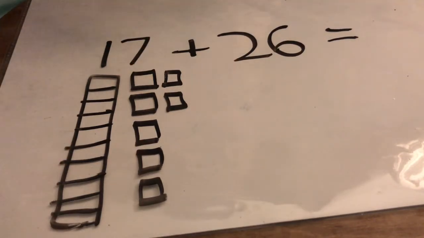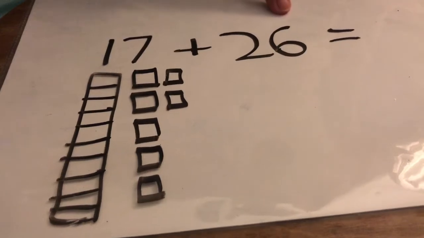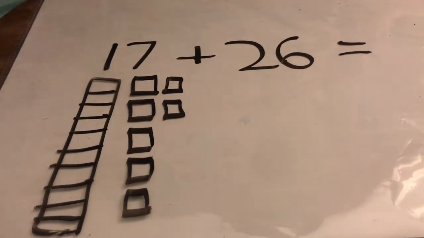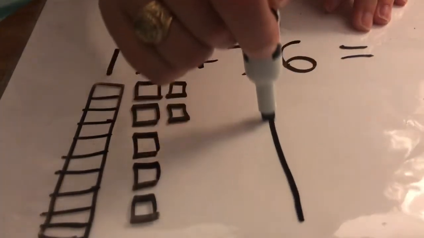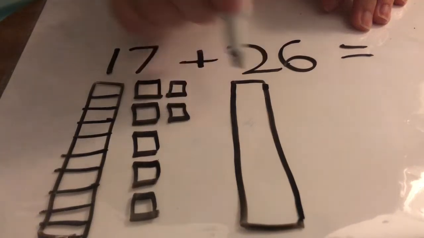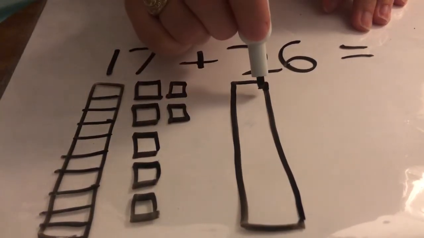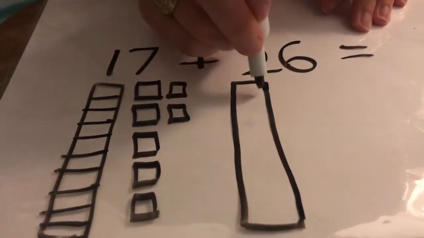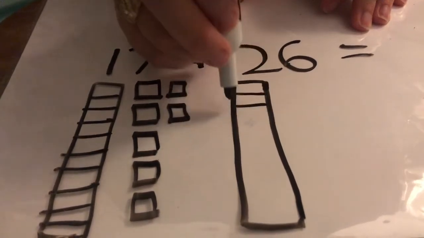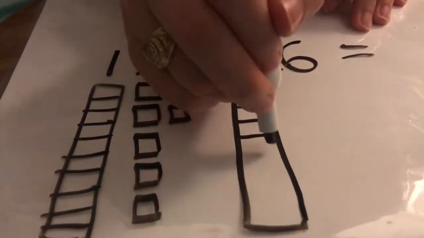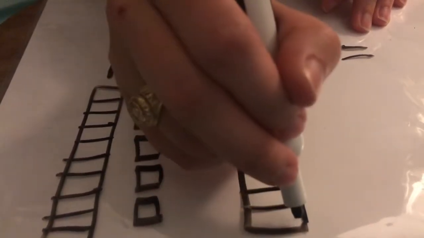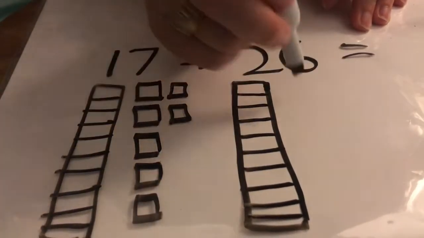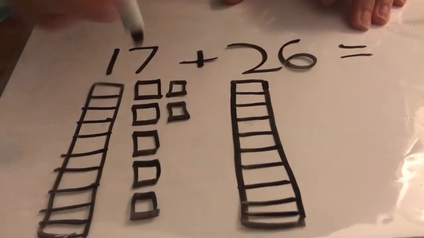Okay, now over here we have 26. And if you can remember, that means 2 tens and 6 ones. So I'm going to draw 2 ten sticks. Remember, when we draw the box outline, we only have to draw 9 little lines inside to make 10 boxes. 1, 2, 3, 4, 5, 6, 7, 8, 9. Those last ones look kind of funny, but they're still the same.